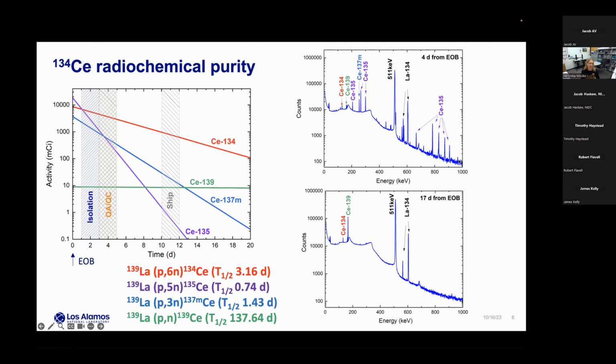You can see on the gamma spectrum on the top right that there is still quite a bit of cerium-135. However, it drops down really quickly. So by the time we ship the product, there's almost no cerium-135. There is only a tiny amount of cerium-137 metastable and a small amount of 139. And you can see what the spectrum looks like. It's a lot cleaner without the 135. This one was about 17 days, but it's very similar for about 10 to 12 days when we ship material to the customers.